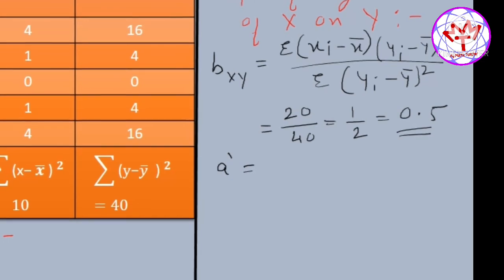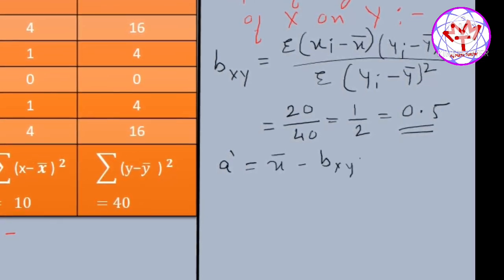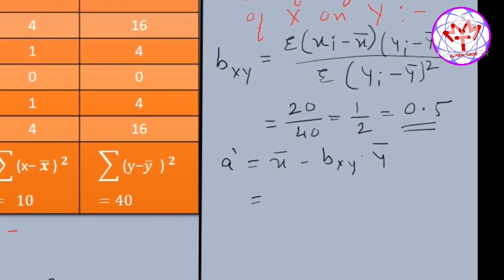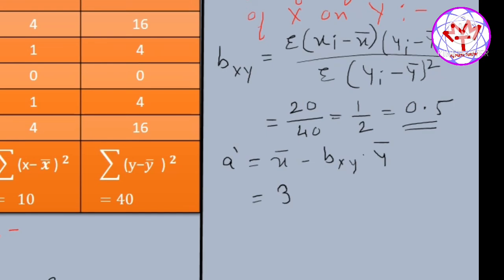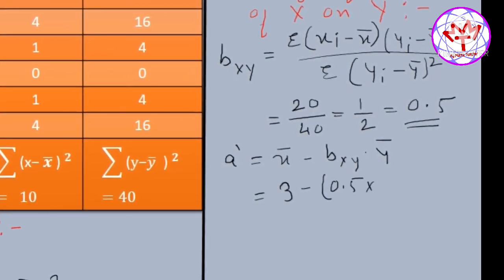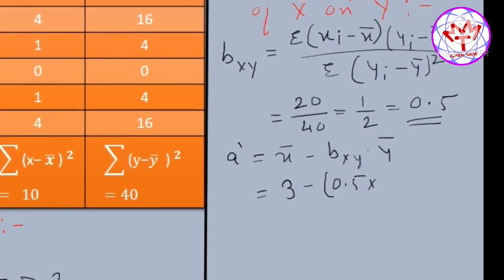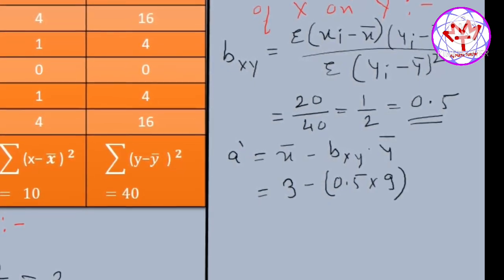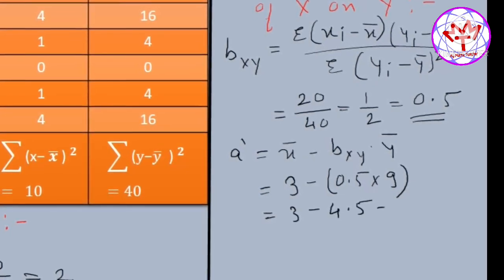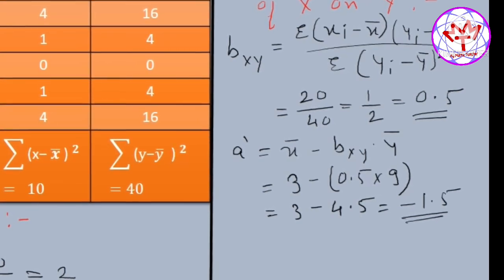Now we'll calculate a dash. A dash is equal to x bar minus bxy into y bar. Now your x bar is 3 minus bxy, we have got 0.5 into y bar. Y bar is 9. So you get 3 minus 4.5, that is minus 1.5.